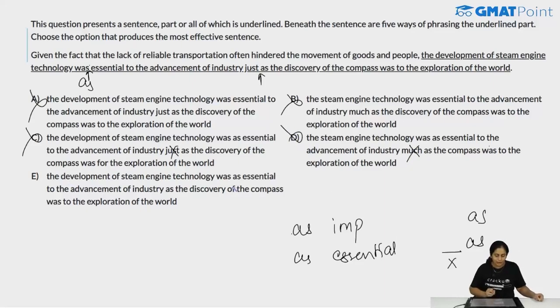If you consider the last option, was as essential as the discovery of the compass. When you are saying as x as, you should just use as and as over here. It should not be much as, just as, nothing of that sort should be there in front of the second as. So, only option E is correct.